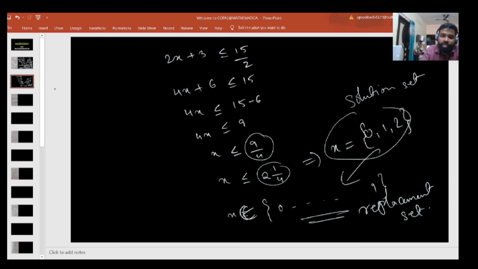We have crossed the 2. 2 2s are 4, 2 3s are 6, 15 is there, 6 goes out, 9, and then 4 2s are 8 plus 1, 9 by 4. So which says that x is actually less than this. So we can say the answer is 0, 1, 2. Okay, yes, we are correct. Maybe some error is there in the question, which can be corrected later.